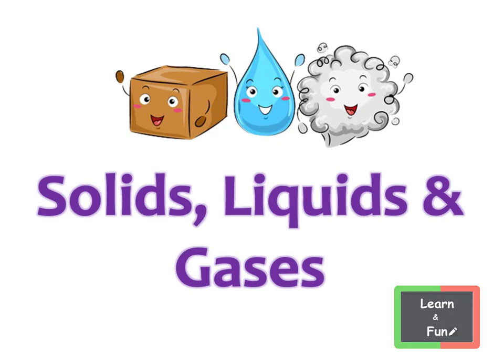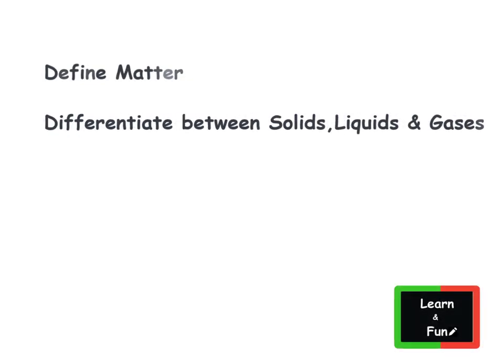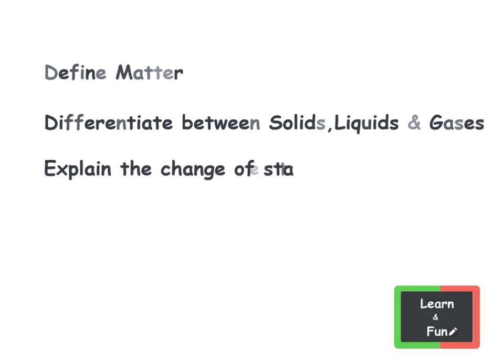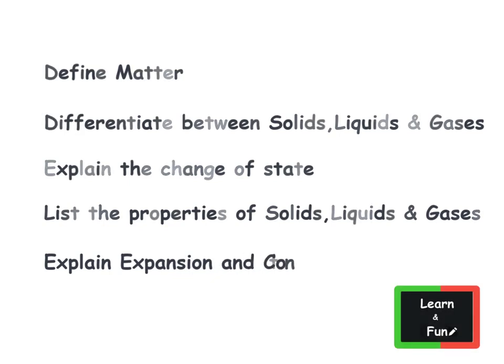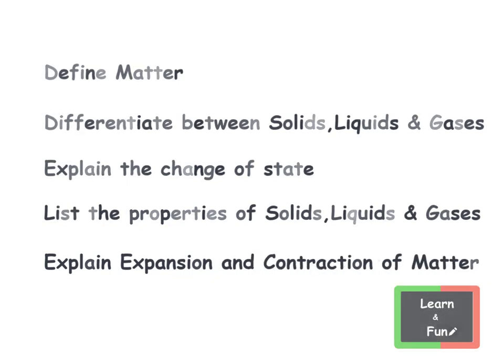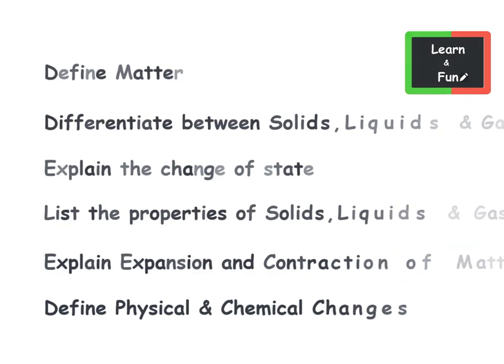Let's see the learning objectives. After completing this chapter, you will be able to define matter, differentiate between solids, liquids and gases, explain the change of state, list the properties of solids, liquids and gases, explain expansion and contraction of matter, and the last one is define physical and chemical changes.